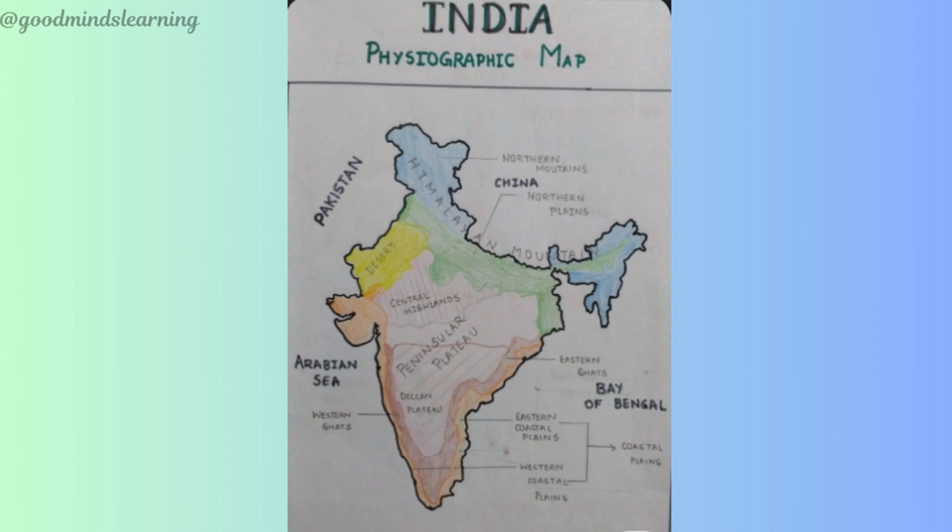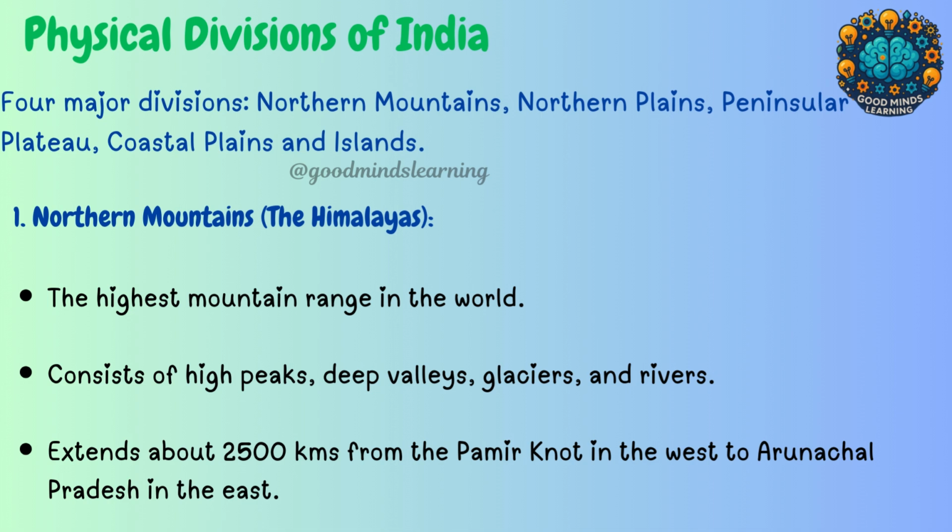In this map we will see physical features of India. 4 major divisions: Northern Mountains, Northern Plains, Peninsular Plateau, Coastal Plains and Islands. And other details, observe and let me know what you found. Physical divisions of India.